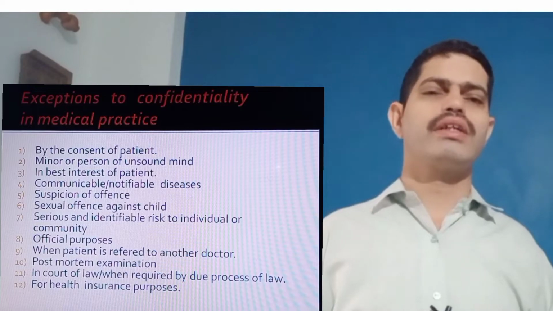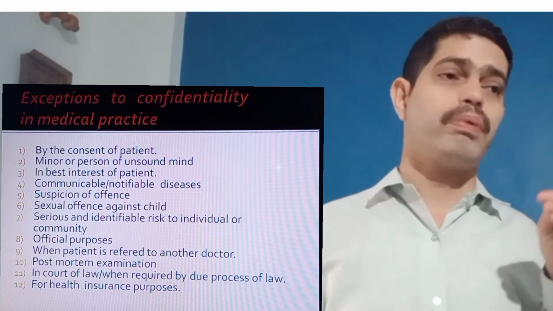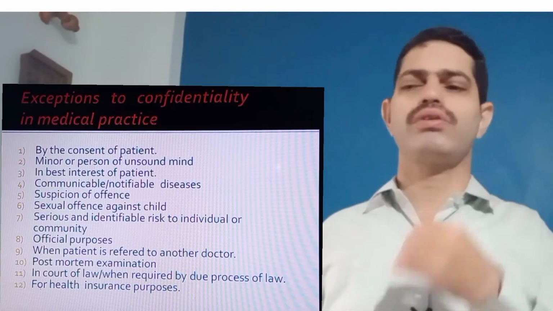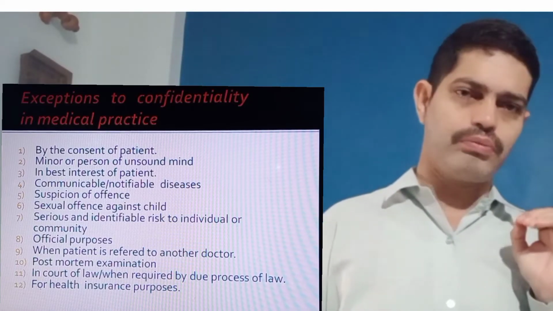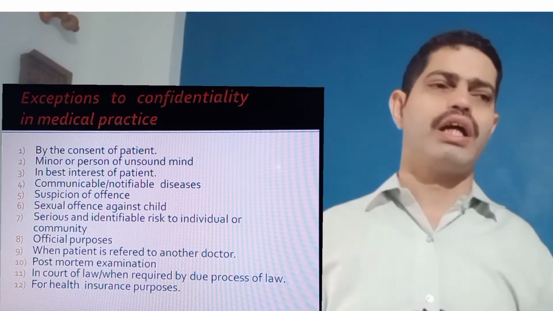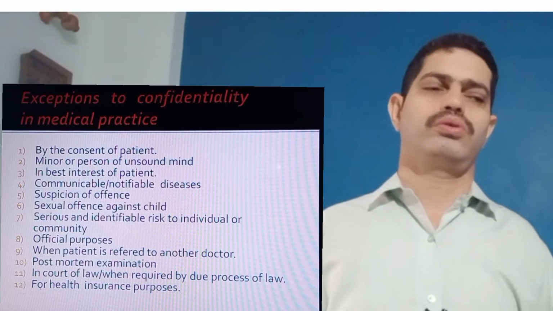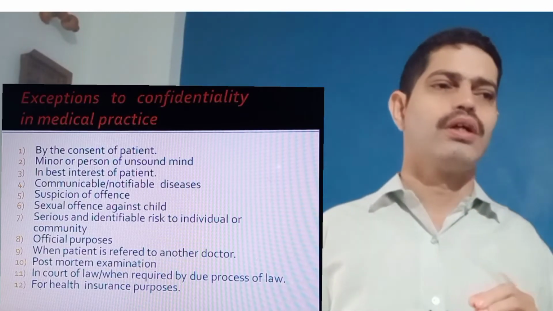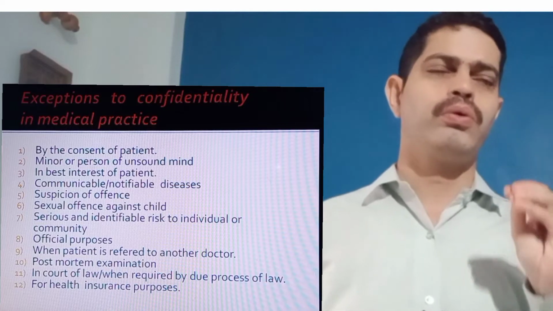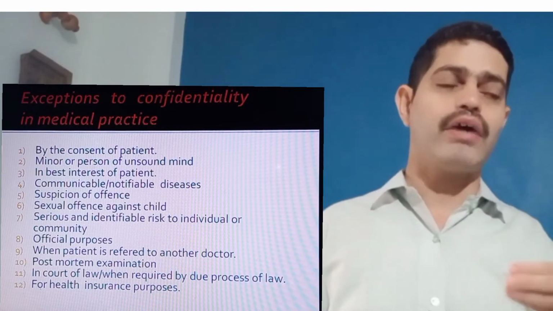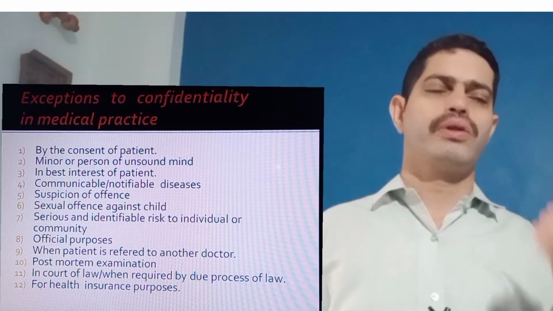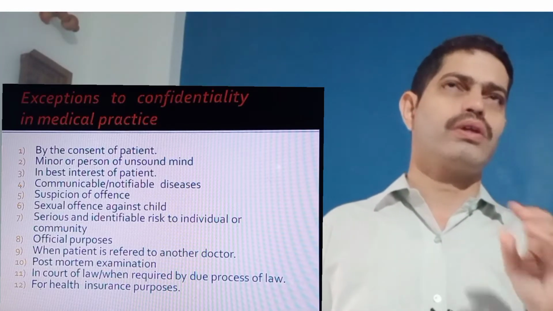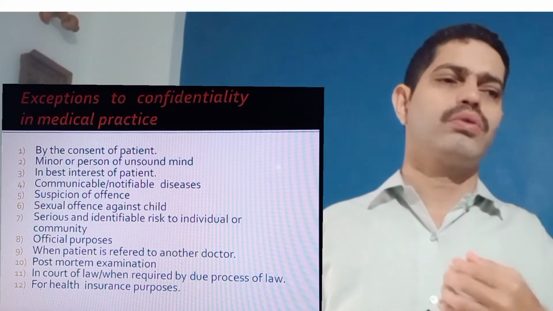Then next is when there is a serious and identifiable risk to a particular person or to the community at large. In that case, you can disclose the information of the patient even without the consent of the patient. For example, when the patient has HIV, and you think that the patient is not going to disclose this information to the spouse, then in the best interest of the spouse who will get affected, of course, you can disclose this information to the spouse, or in the best interest of the children who are going to be born.